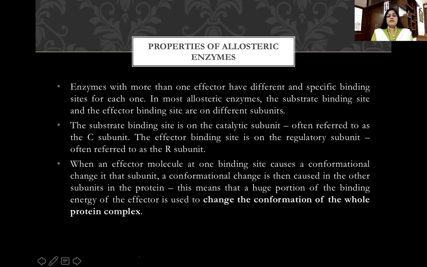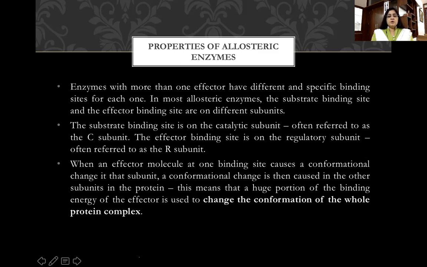In most allosteric enzymes, the substrate binding site and the effector binding sites are on different subunits. So, you know the protein structure, you have different subunits. Enzyme is a protein, and you can see that the substrate binding site is in a different subunit, and the regulatory or the modulator or the effector binding site is at a different place. So the substrate binding site is on the catalytic subunit, often referred to as the C subunit, and the effector binding site is on the regulatory subunit, often referred to as the R subunit.